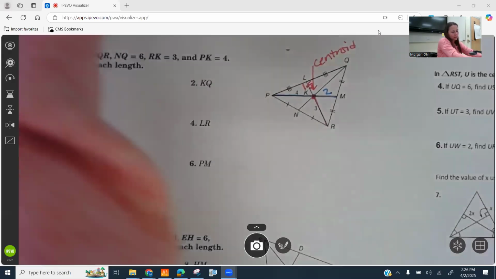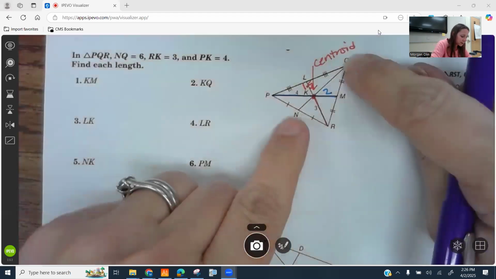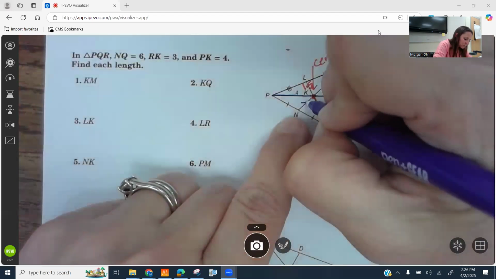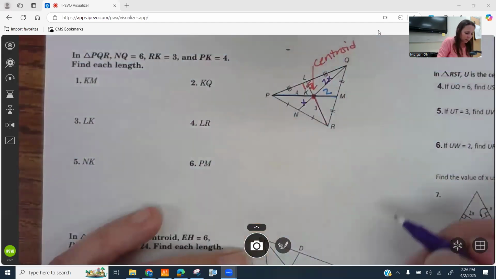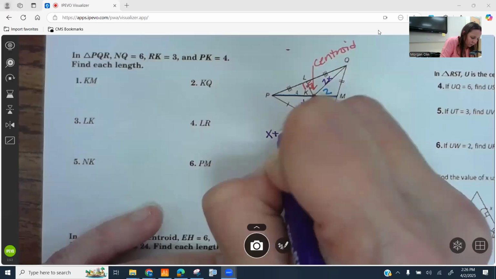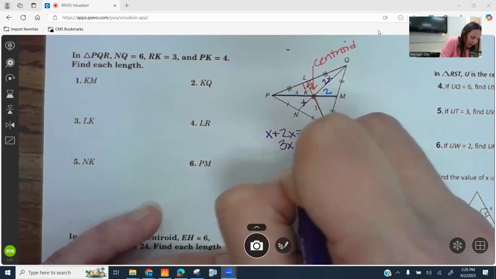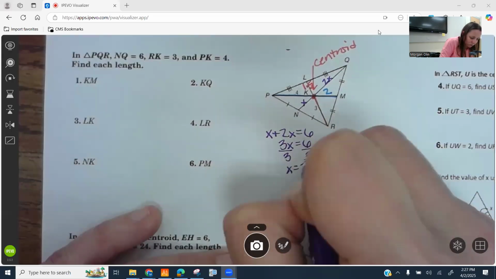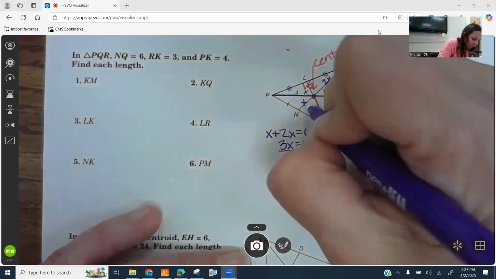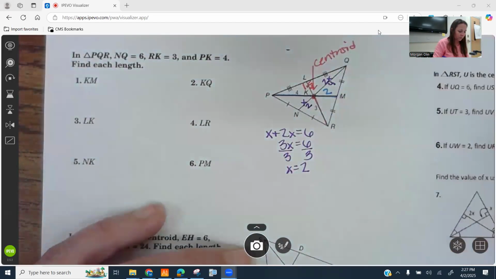Okay, now they tell me NQ, the whole thing is 6. Well, remember when I did this, the smaller part's X, and then that's going to be 2X. So let's do a little math over here. If I add X and 2X, it's going to equal 6. And when I add that together, that's 3X. Some of you may remember, just divide it by 3, and I get X equals 2. So the smaller part is 2, and so 2 times 2, the bigger part is going to be 4.